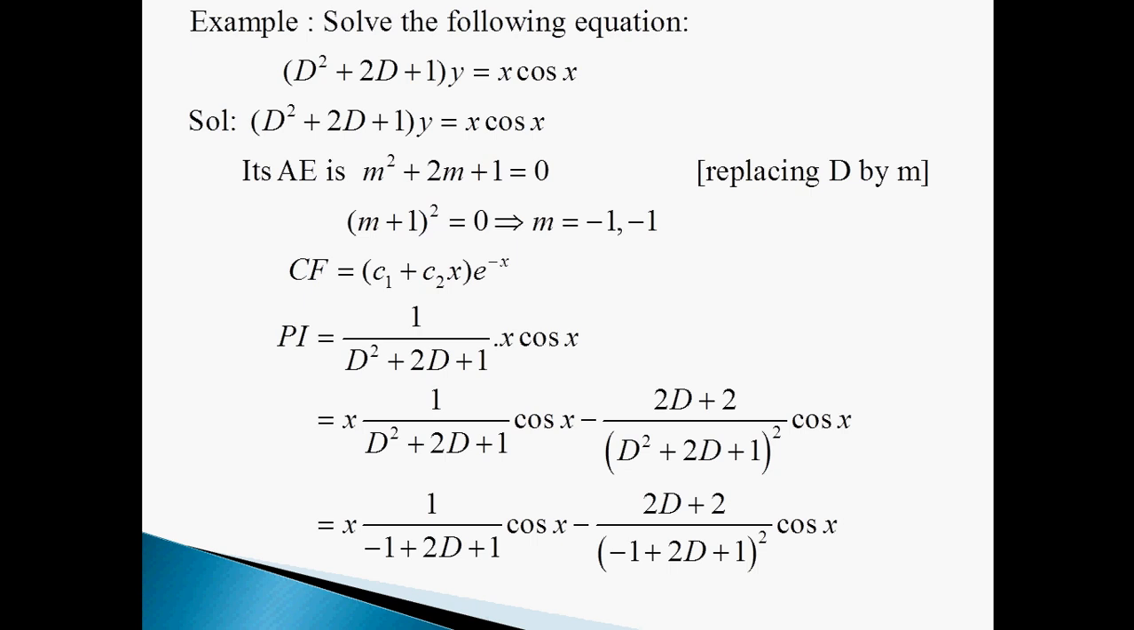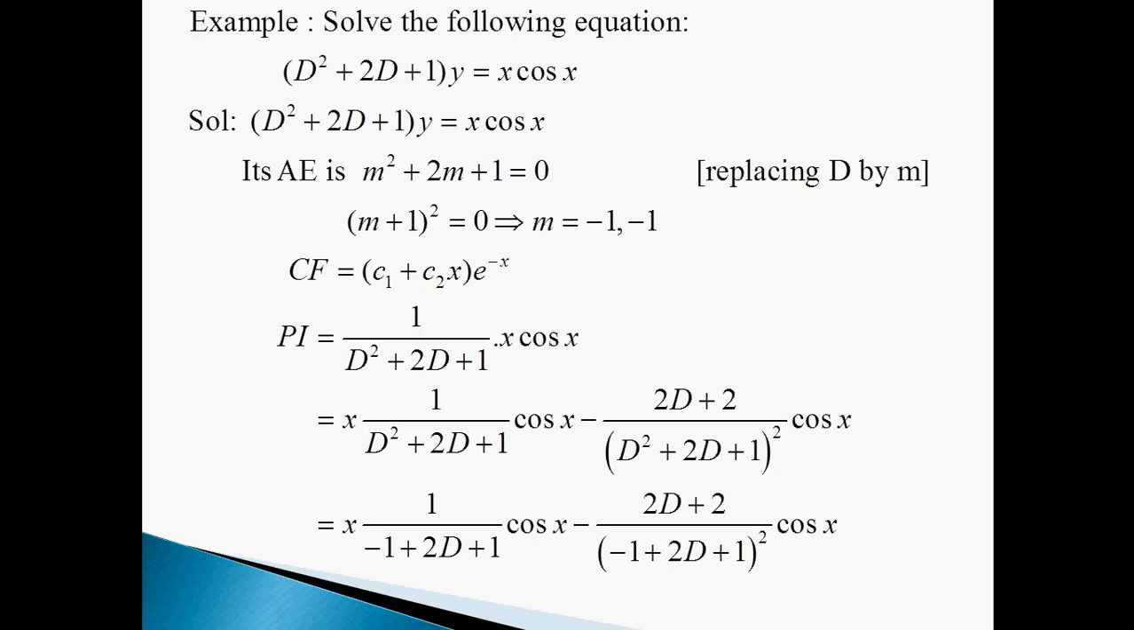Its auxiliary equation is m square plus 2m plus 1 equal to 0, by replacing D by m. We find the roots of this equation. We get minus 1, minus 1. These roots are repeated and real, so we apply the formula. The complementary function is equal to (c1 plus c2 x) into e to the power minus x. Now the particular integral is equal to 1 upon (D square plus 2D plus 1) into x cos x.